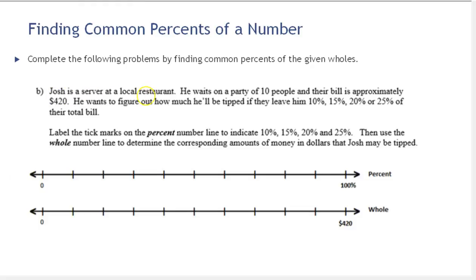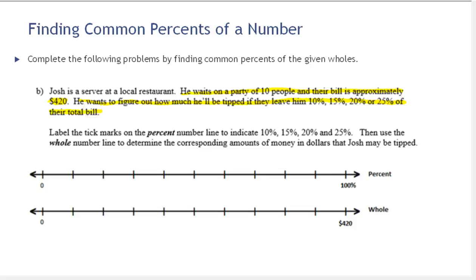Josh is a server at a local restaurant. He waits on a party of 10 people, and their bill is approximately $420. He wants to figure out how much he'll be tipped if they leave him 10%, 15%, 20%, or 25% of their total bill.